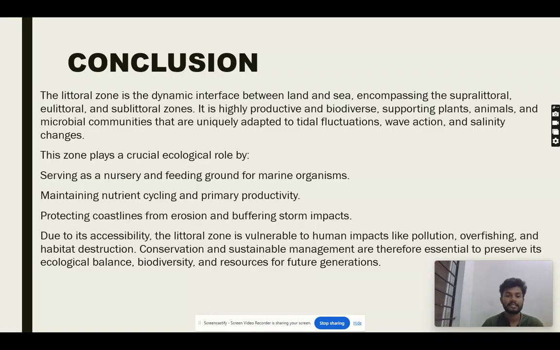Due to its accessibility, the littoral zone is vulnerable to human impacts like pollution, overfishing and habitat destruction. Conservation and sustainable management are therefore essential to preserve its ecological balance, biodiversity, and resources for future generations.